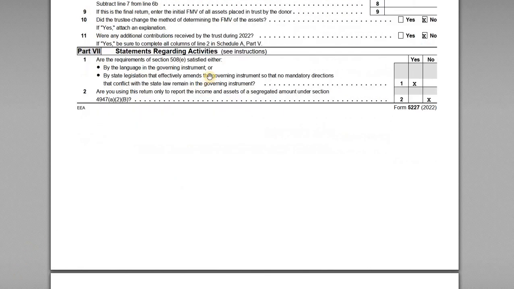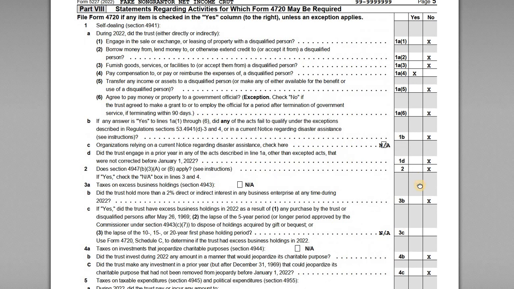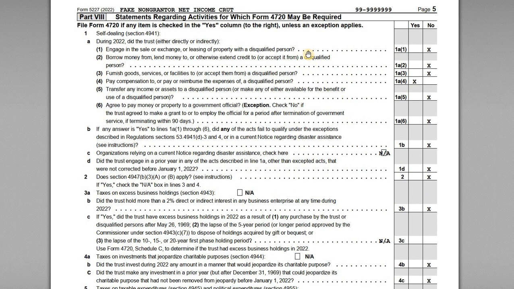All right, for statements regarding activities, this is the provision covering self-dealing. Right, so Section 508(e), the governing instrument and also local law should prohibit you from engaging in self-dealing with respect to this trust. Right, now Part 8, statement regarding activities for which 4720 might be required. This is the excise taxes that could apply if you have any kind of self-dealing transaction.